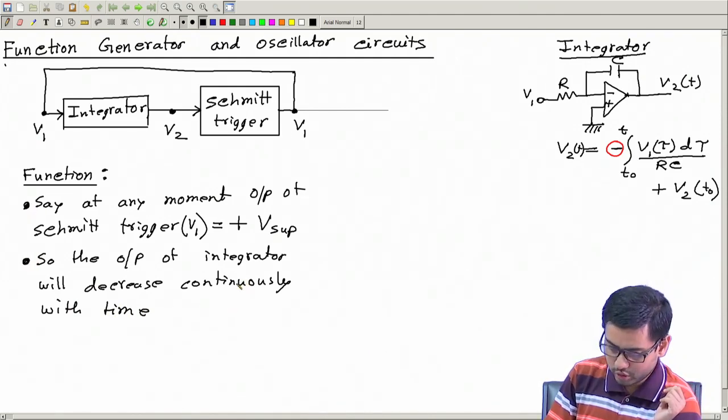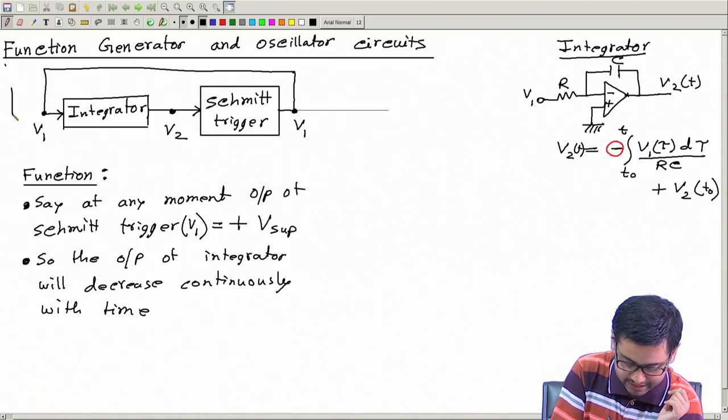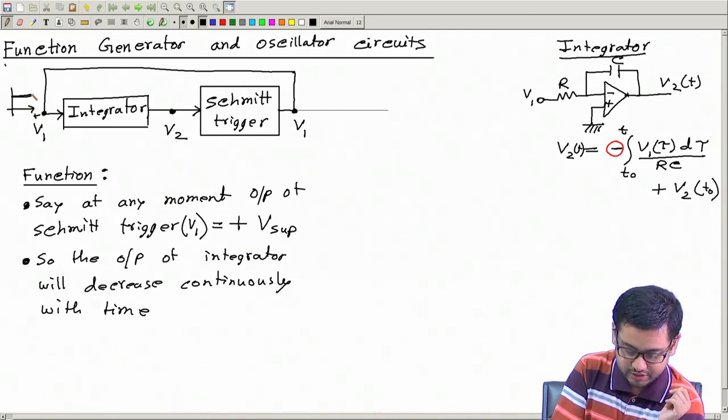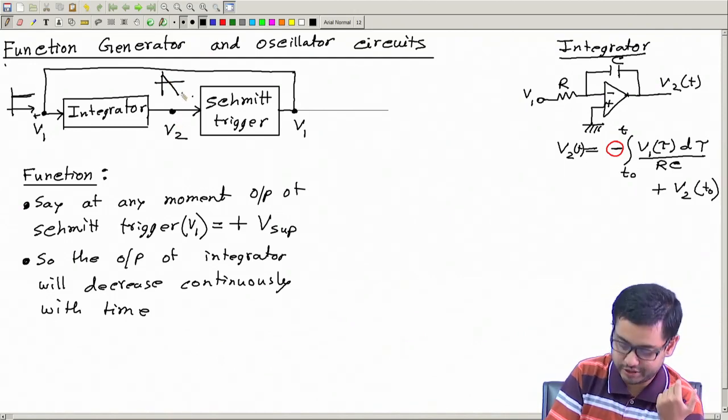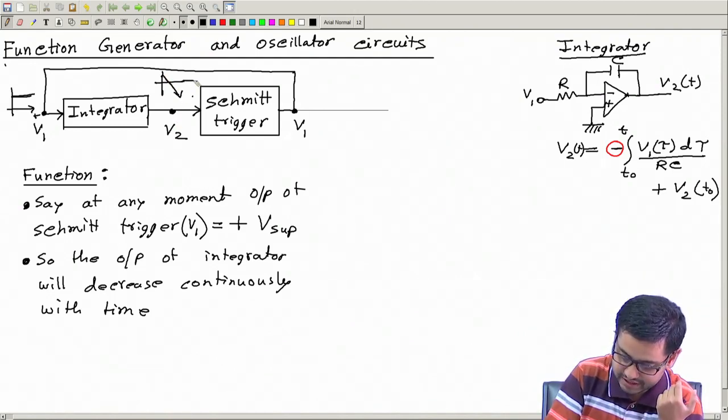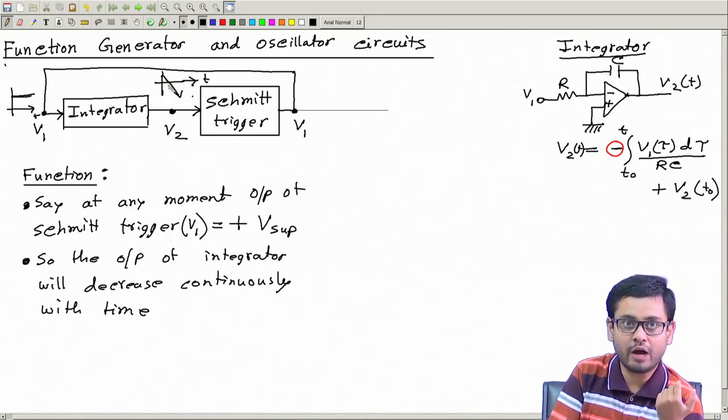Okay, so if V1 is constant as a function of time, then here V2 will decrease, starting from some positive or negative value. So it will go decreasing like this. This is time. Okay, so it goes down continuously.